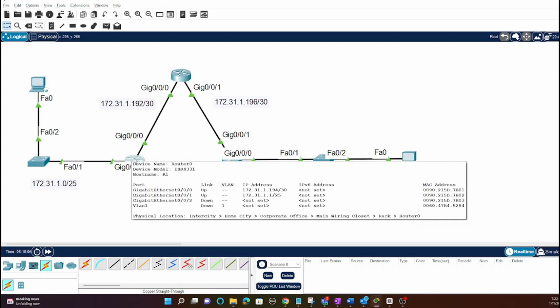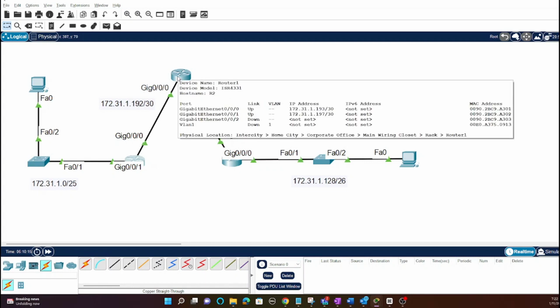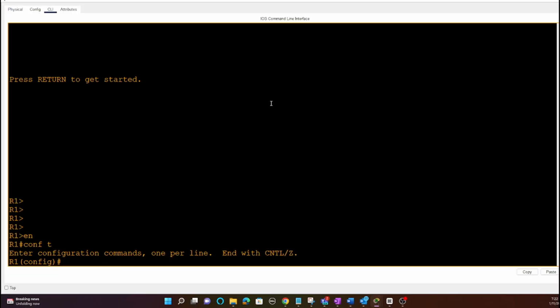And to do that, we're going to just create a static route that points to the next hop IP address, which we know on this interface is .193. Hopefully all of that's making sense. So let's go into the configuration of it.